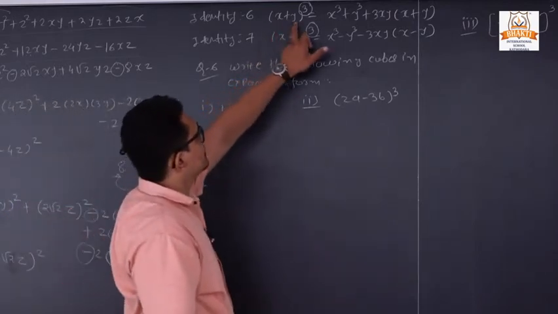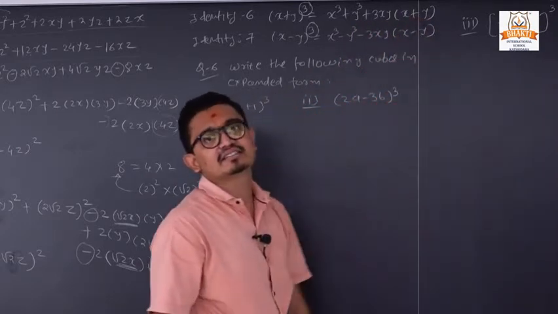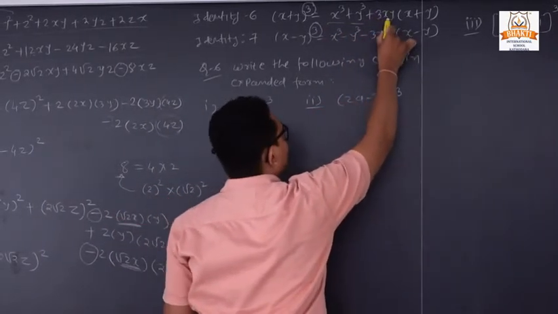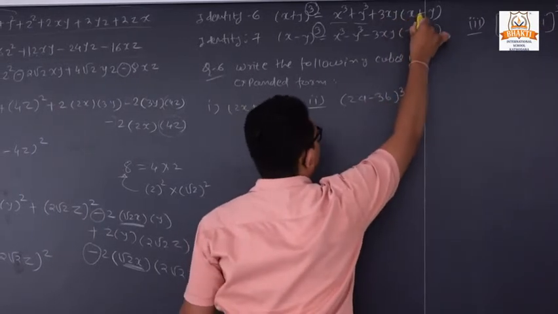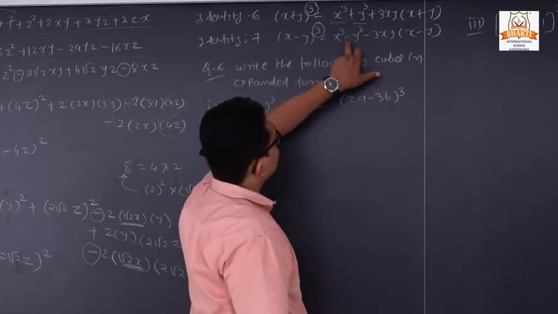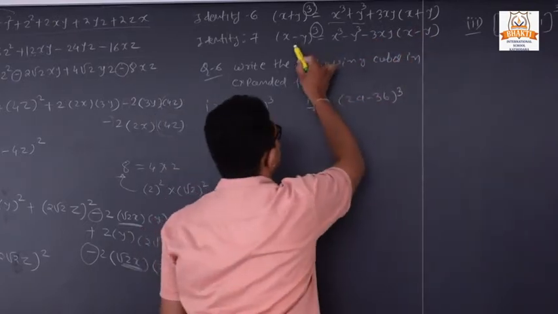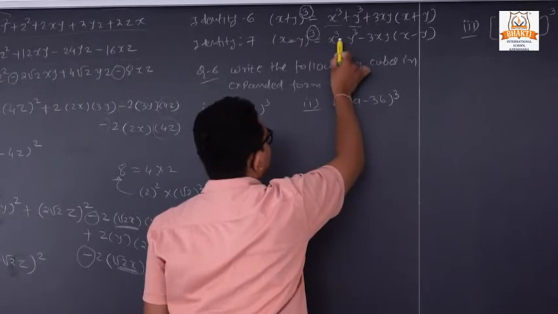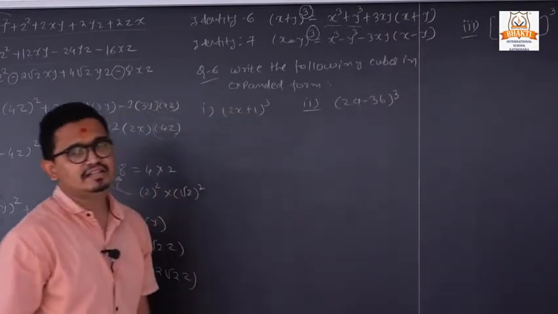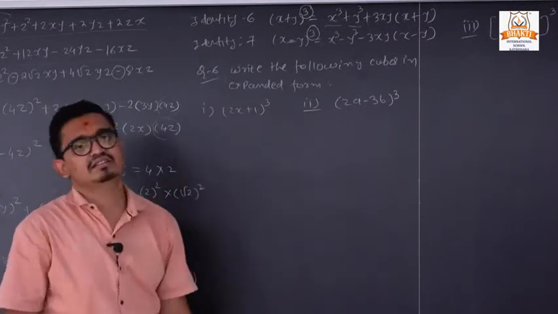So if x plus y all cube, what does it mean? x cube plus y cube plus 3xy in bracket x plus y. First term cube, second term cube, plus 3 into first term into second term in bracket first term plus second term. And if we have a minus sign, x cube plus will be changed into minus, once again minus, and here we have one minus. So all signs are minus. If we have a minus sign, in our identity all signs will be minus, and if we have a plus, all signs will be plus. So it is our identity number 6 and 7, which we use in our question number 6.